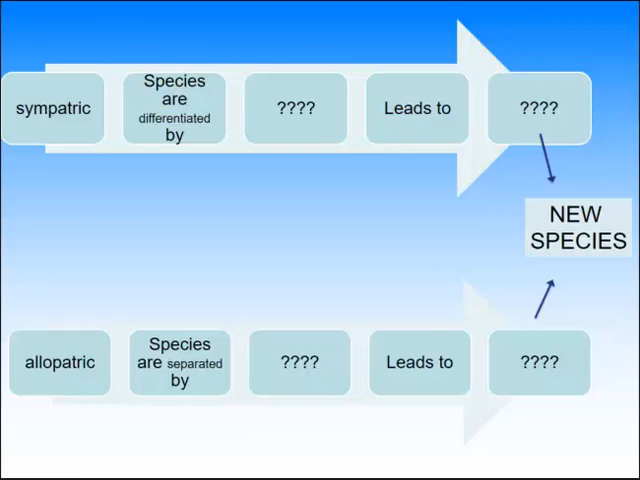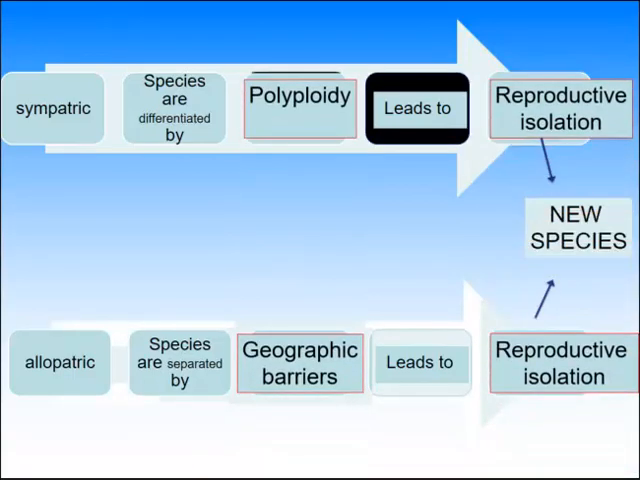So let's see if you were paying attention. You're going to pause. You're going to try and complete this flow chart, comparing and contrasting types of speciation. Ready? Pause. Try. I bet you got these all right. And if you didn't, now you know them.